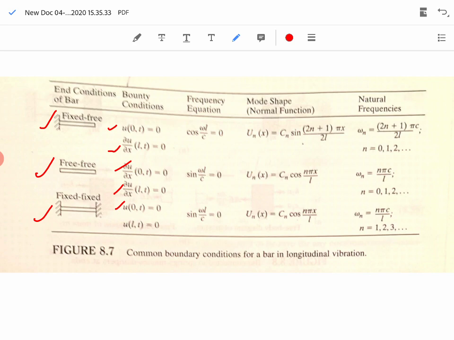Now it will be a good exercise to determine all these frequency equations on your own using the method of separation of variables as an assignment.